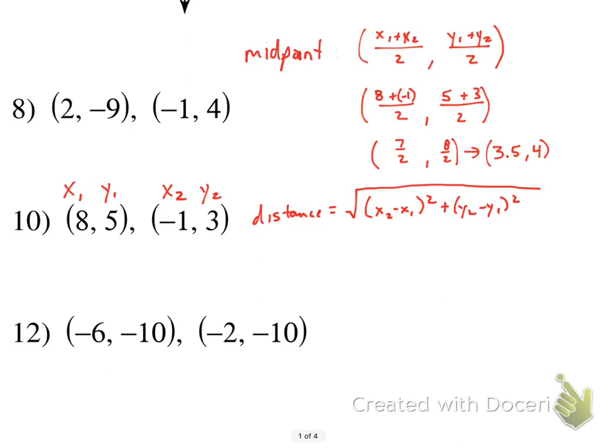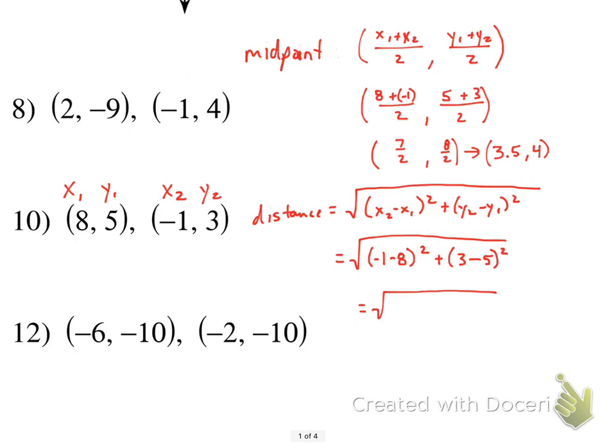All right? So this is essentially Pythagorean theorem. x2 minus x1 is the distance between the x coordinates. So now I can actually plug the numbers in. So in our case, x2 was -1. No reason not to keep it the right way. So x1 is 8, so minus 8 squared plus y2 is 3, y1 is 5. I'm always subtracting here. And now I can evaluate.